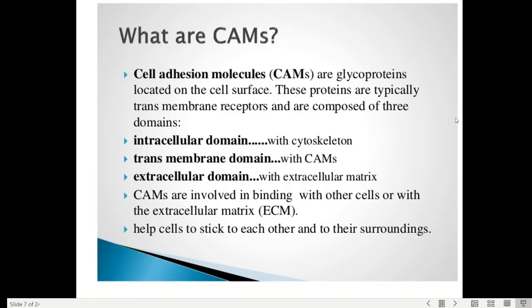Okay, the intracellular domain is connected with the cytoskeleton, and the extracellular compounds are having the transmembrane domain with the adhesion molecule. The adhesion molecules play a role at the position of the molecule and the transmembrane molecule. This transmembrane is explained with the proteins.